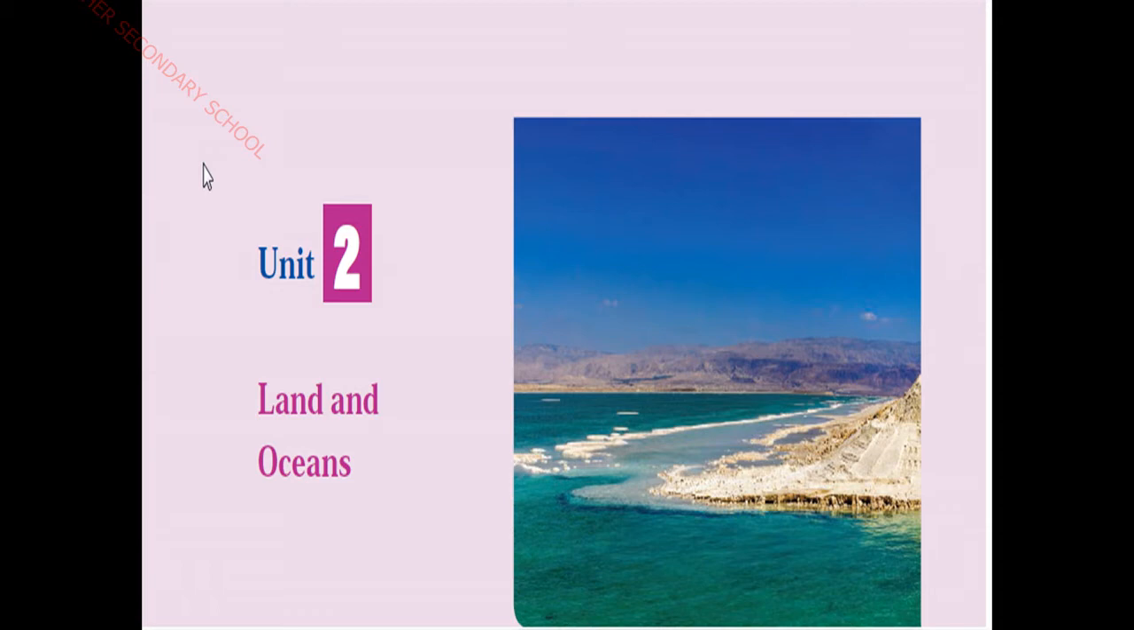Yes, water. Children, the earth is the only planet in the solar system which is not named after any Greek or Roman deity. It is the only planet known to support life. Life is possible on earth because of the presence of what? Land, air and water. Taking that as a base, we are going to see our today's title, that is the new unit, Land and Ocean.